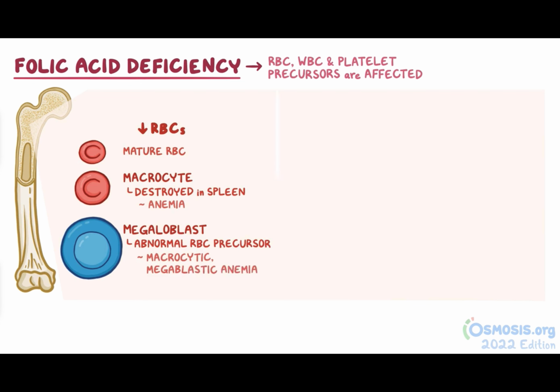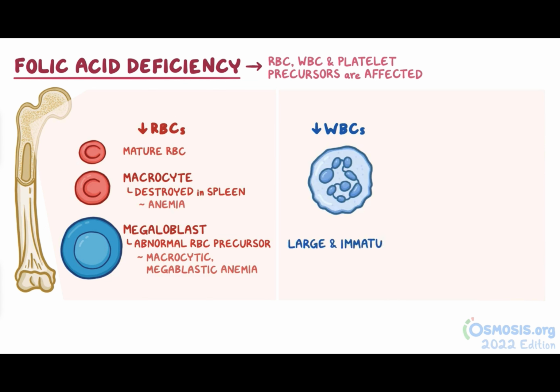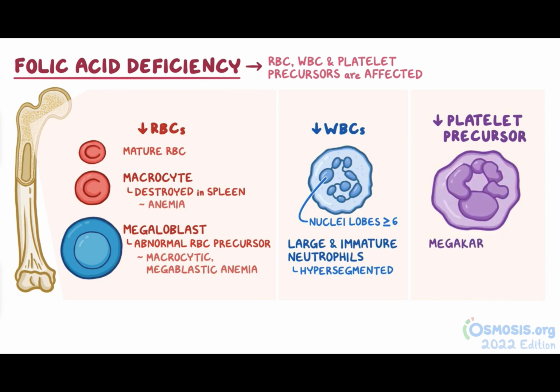Folate deficiency also affects white blood cell production. So the bone marrow starts releasing large immature neutrophils. Immature neutrophils are also hypersegmented, which means their nuclei have 6 or more lobes. Finally, severe folate deficiency may also decrease bone marrow production of platelet precursors, which are called megakaryocytes.